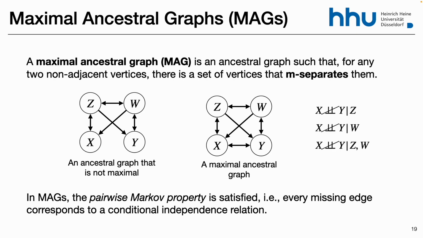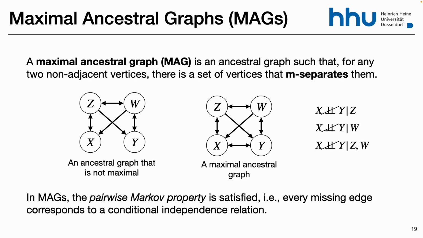So in MAGs, we need the pairwise Markov property. So that's exactly what the pairwise Markov property says, that for every missing edge, there is a set that M-separates them. That's just a name for it.